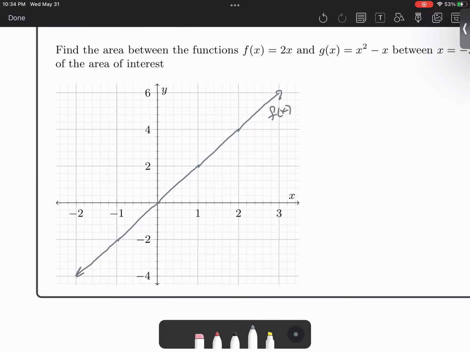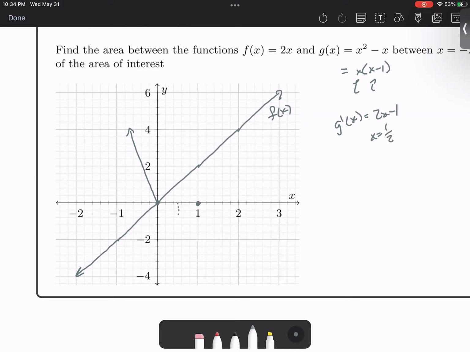G of x, x squared minus x. So what is that? I could factor that as x minus 1 times x. So I've got 2 zeros at 0 and another one at 1. So that's going to look something like, where's the bottom? So g prime of x is 2x minus 1. That's going to have a 0 at x is equal to, what is that, 1/2?